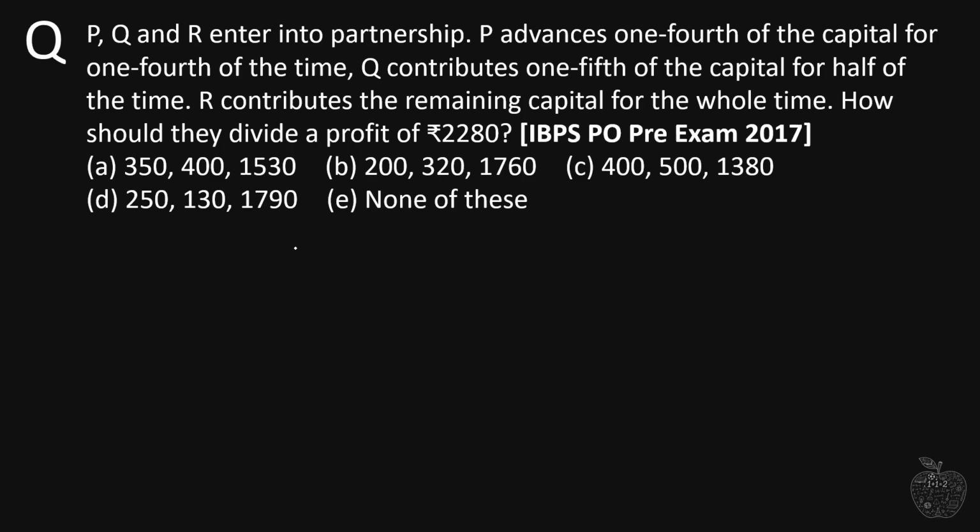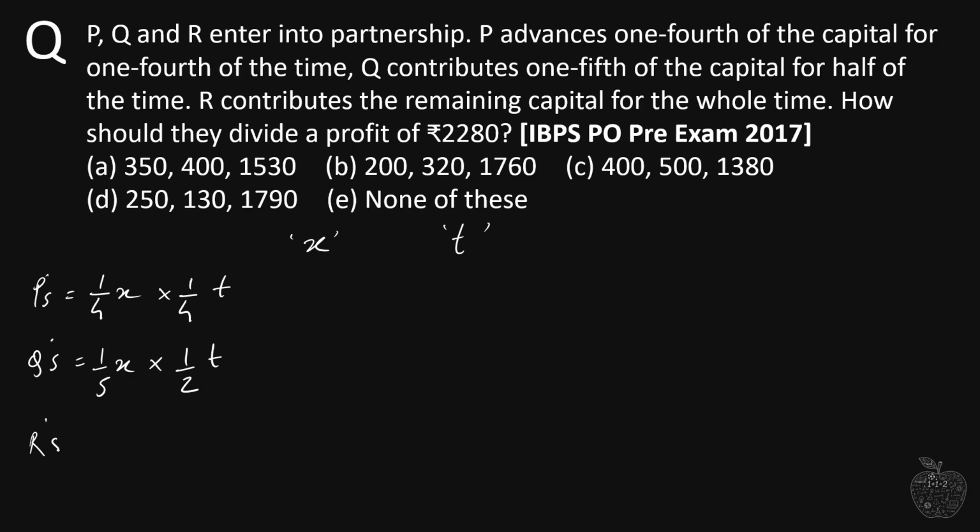Now let's assume that the total investment here is X and the total time period here is T. P's investment here will be: P advances 1/4 of the capital, so 1/4 of this total capital, which is X, for 1/4 of the time. Now Q's investment will be: Q contributes 1/5 of the capital, which is X, for half of the time. So 1/2, half of the time.